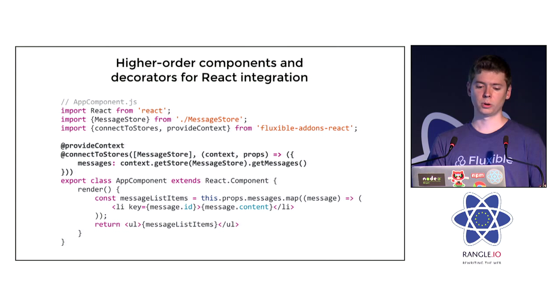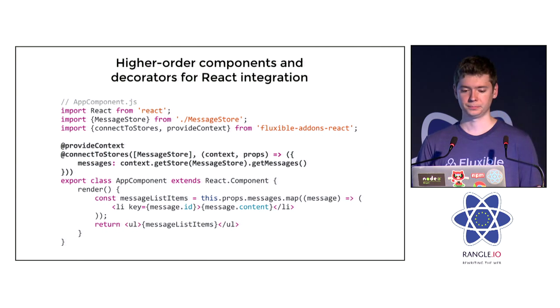We also have a connect to stores decorator, and this allows you to listen to specific stores for change events. And then you pass in a function that will take the context and the props and return the state that needs to be passed into the component. In this case, anything that's returned from that will be passed as props down to the child component. And this allows you to create really clean components that will receive just props. They don't have to worry about state at all. And it also hides the context from you, so you don't have to know anything about context.